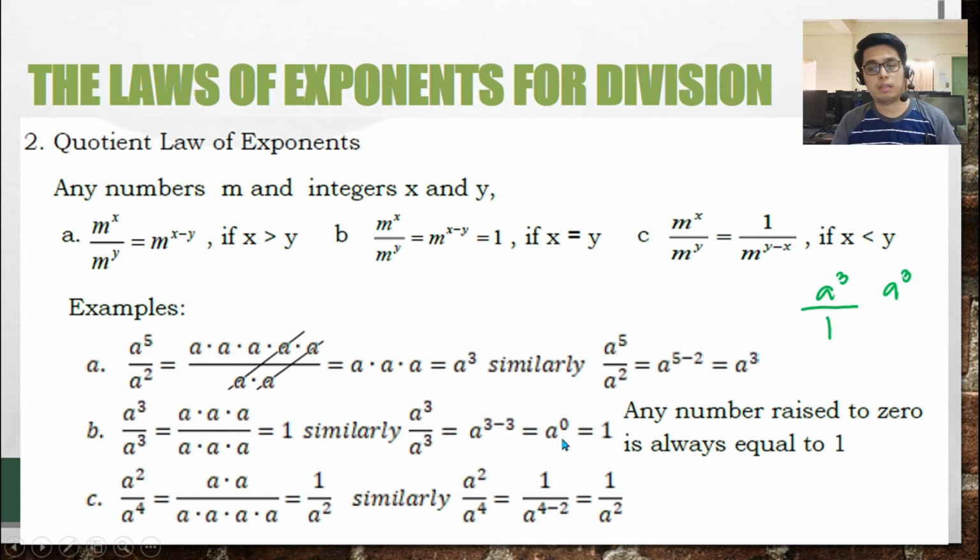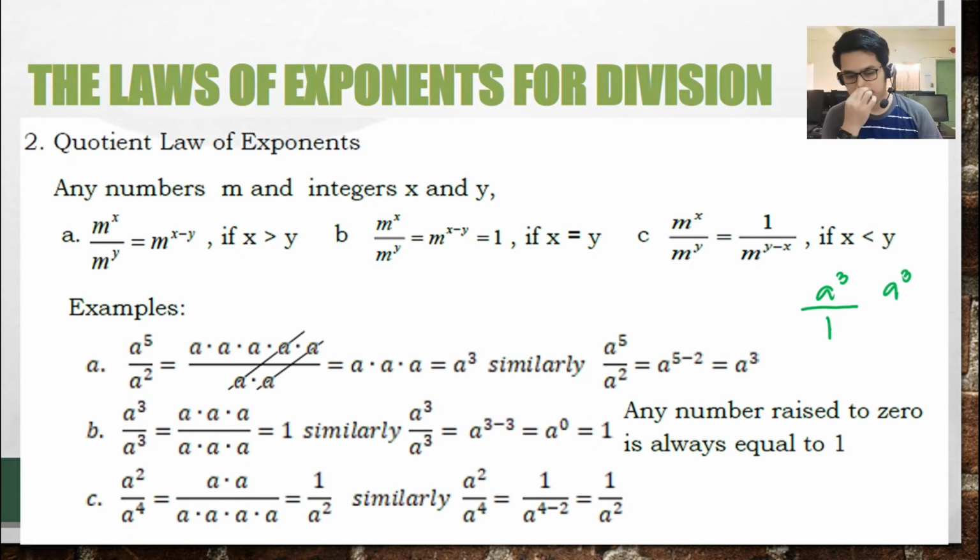Kapag ang exponent ay 0, kailangan palitan mo siya ng 1. Okay? Any number raised to 0 is always equal to 1. Basta ang variable or number naka-raised sa 0, yan ay automatic, papalitan mo ng 1 ang sagot. Okay? Okay, third case. So, a square over a to the fourth.